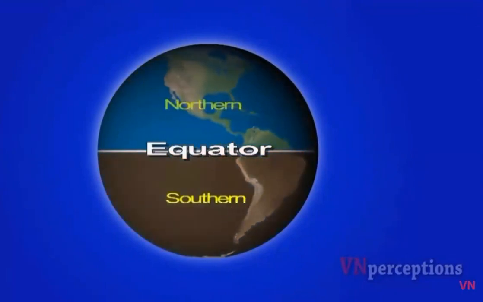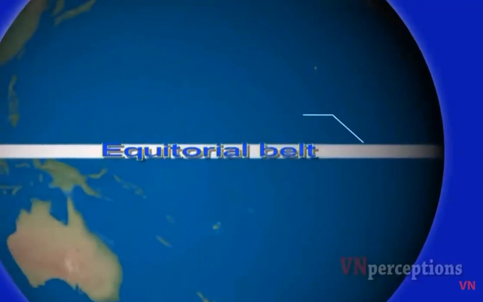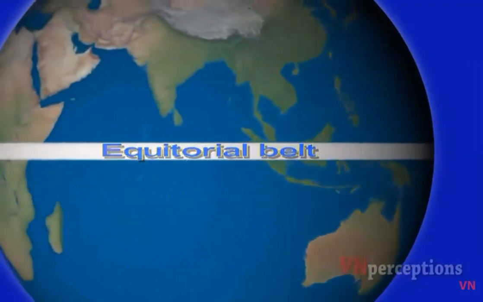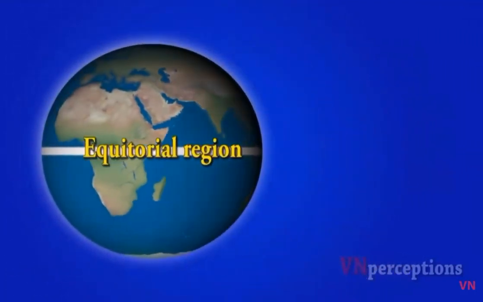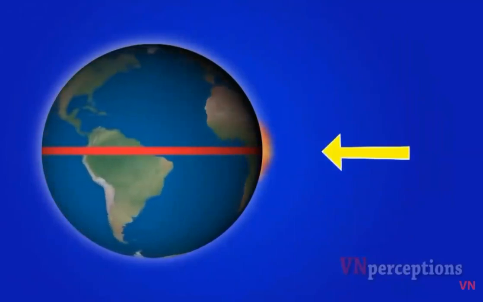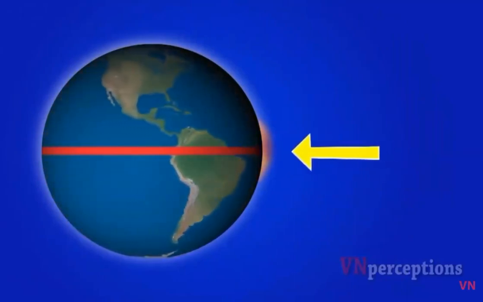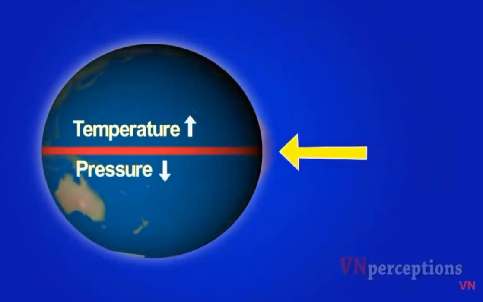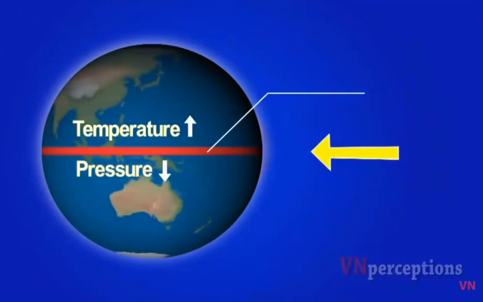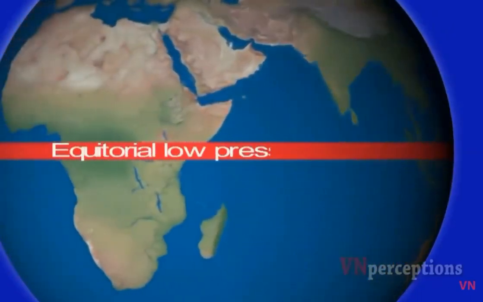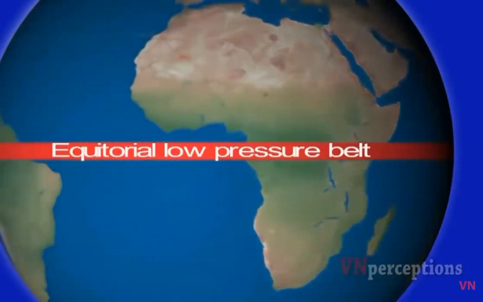The equator divides the globe into the southern hemisphere and the northern hemisphere. An equatorial belt extends up to 5 degrees north and 5 degrees south. The equatorial region receives nearly vertical rays of the sun, and this heats up the air near the equator. When temperature increases, pressure decreases. So, along the equator we have low pressure, and we call this region the equatorial low pressure belt.